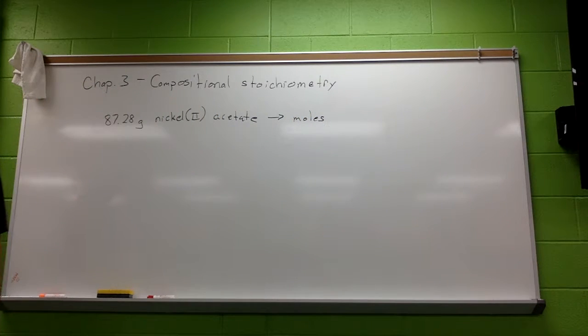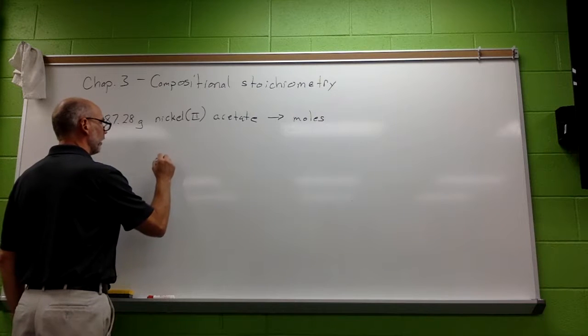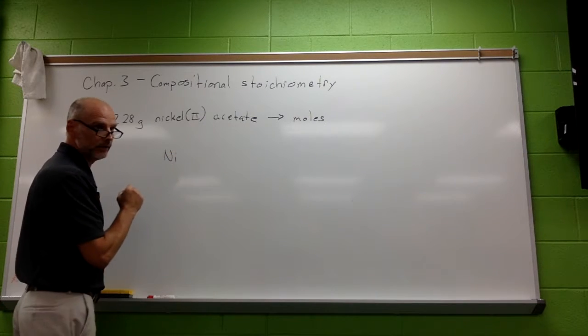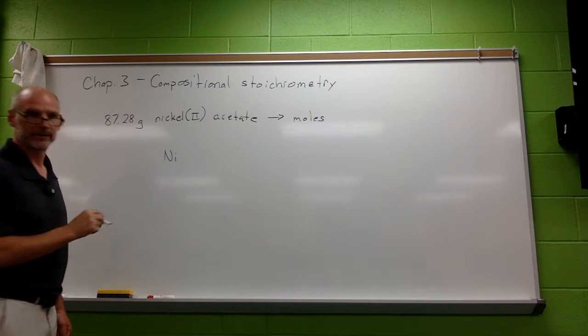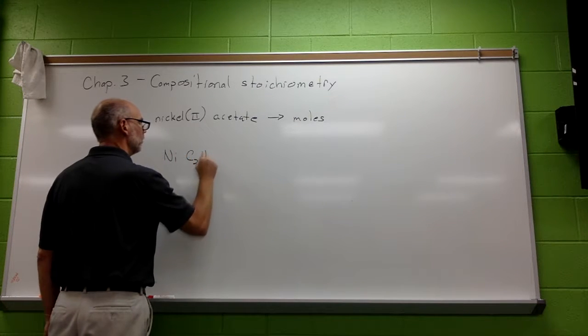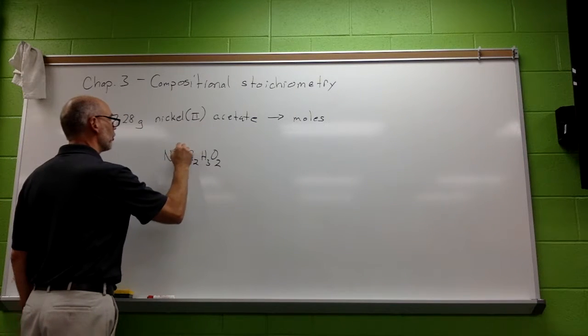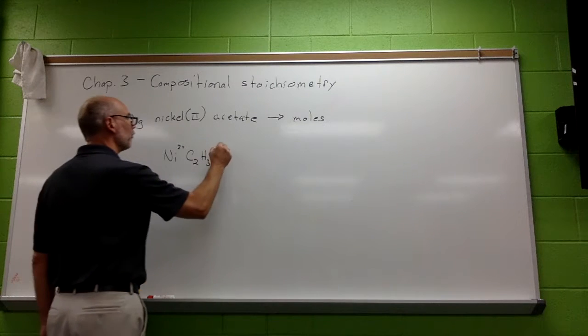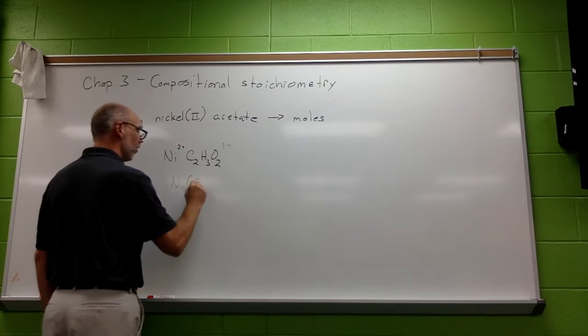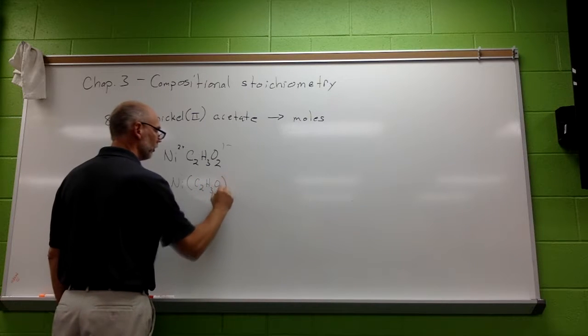So, what's the first thing we're going to have to do? What's the first thing we have to do? Yeah, we would like to know the formula, wouldn't we? So the formula for nickel 2 acetate is Ni and the formula for the acetate ion. Now, what's the charge on the nickel 2 ion? 2 plus. What's the charge on the acetate ion? 1 minus. So therefore, this becomes Ni(C2H3O2) taken twice.